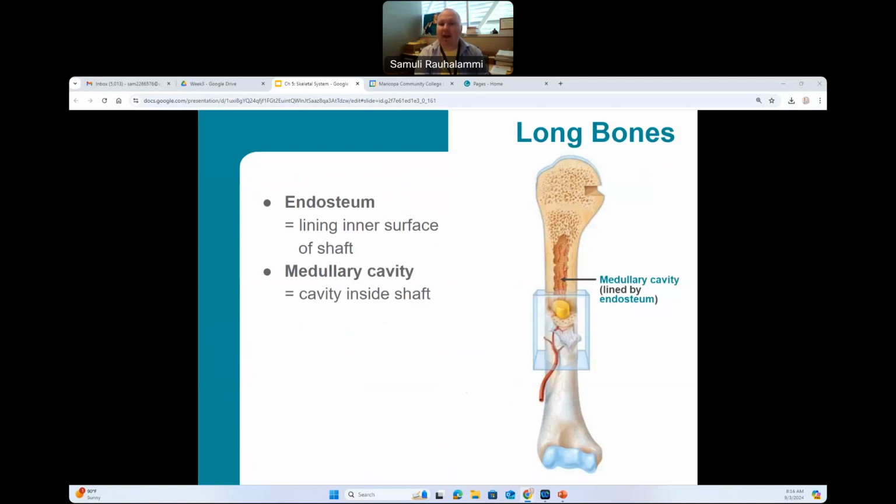Two other terms, endosteum and medullary cavity. Let's talk about endosteum. This lines the inner surface of the shaft and it's made of connective tissue. And the medullary cavity is the cavity inside the shaft. In adults, this typically contains yellow bone marrow, which is mainly fat. And in infants, up to about 6 or 7 years of age, this also contains the red bone marrow for blood cell formation.